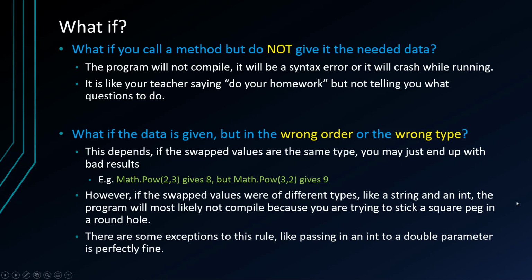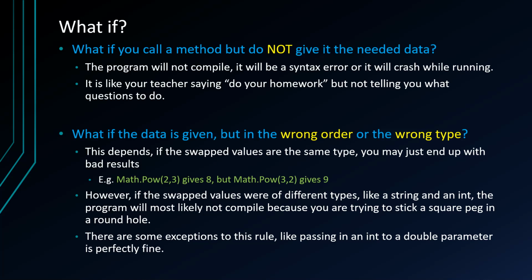However, if the swapped values were of different types, like a string and an int, the program will most likely not compile because you're trying to stick a square peg in a round hole. You can't make it fit. There are some exceptions to this rule. The big exception is this.